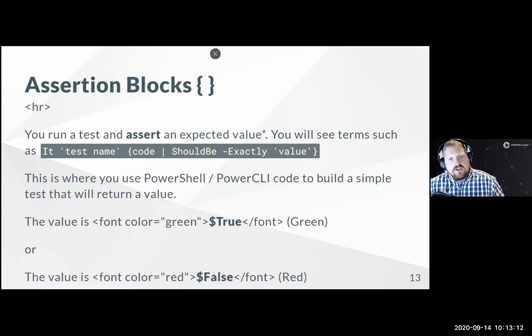You just want to get your code to give you a simple value that you can say, okay, I'm using comparison operators to basically determine if that value is true or false. You'll see why that's important here in just a minute.